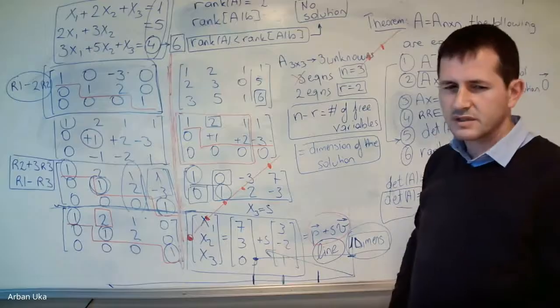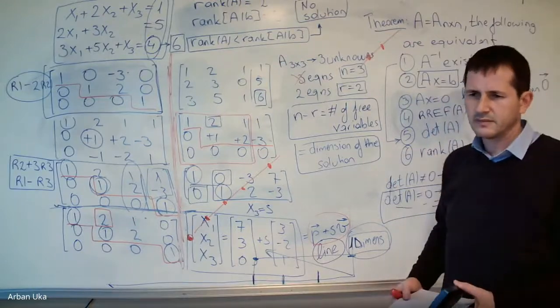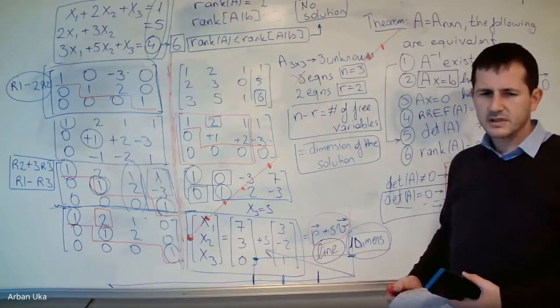Professor, I have a question. Yes. What if n and r were equal to each other? Does it mean the dimension of the solution would be 0? Yes, exactly. Yes, this is how it would be.